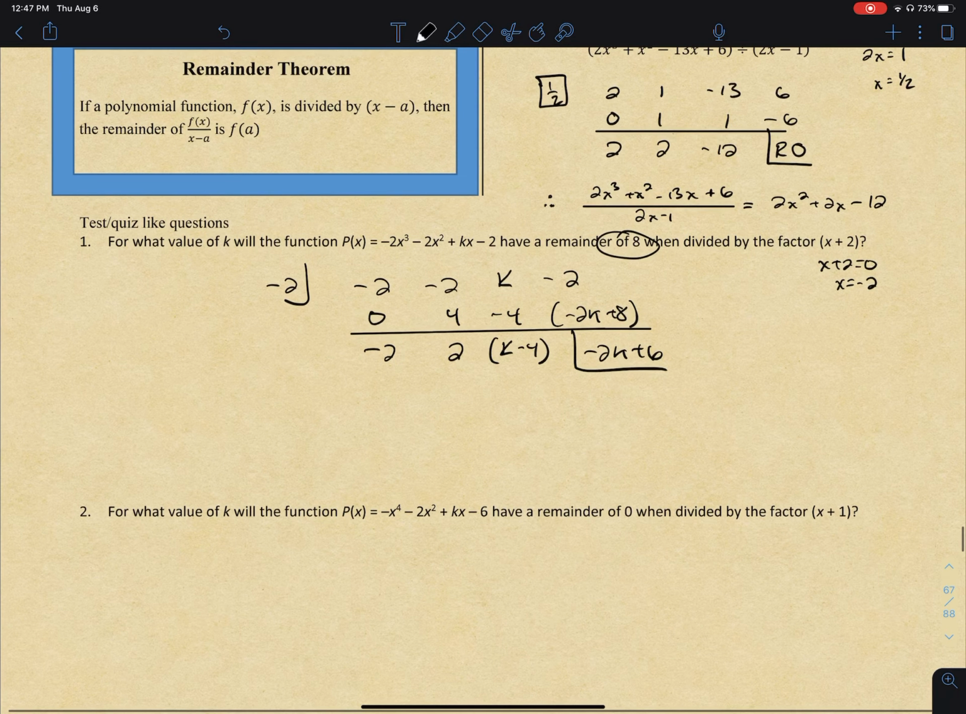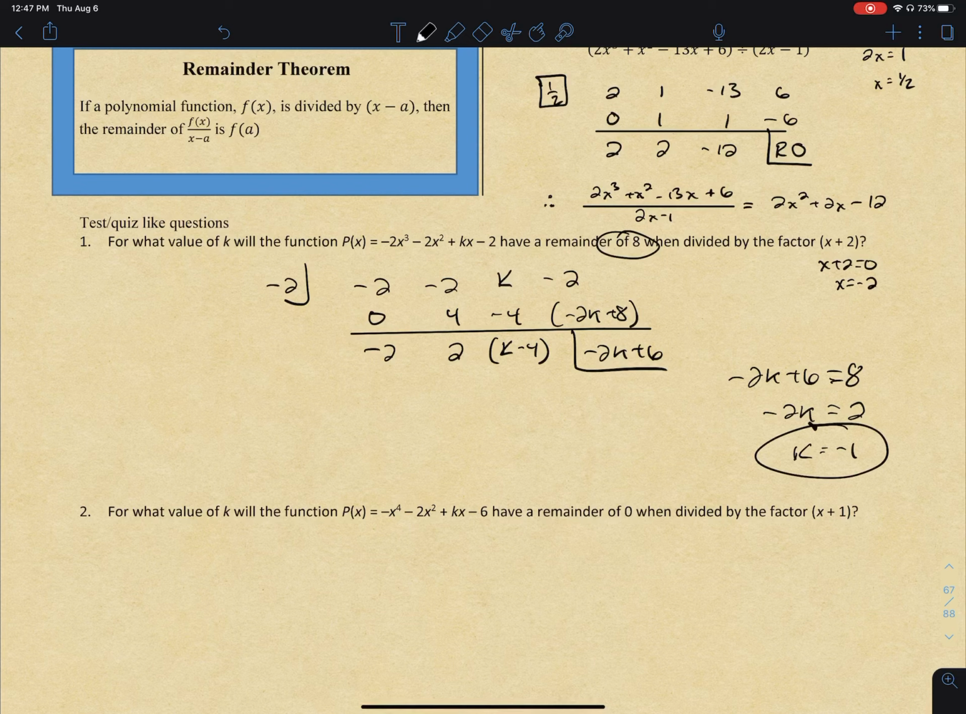So here's what we're saying. This is the remainder when we just did this division. We would like the remainder to be 8. So that just tells me we need to set these equal to each other. Negative 2k plus 6, we're going to set it equal to 8, and we're going to solve for k. We get k is negative 1. If k was negative 1, this would give us the proper remainder that we're looking for, which is 8.